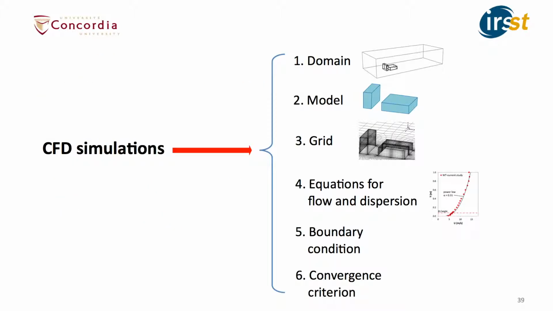Now, very quickly, just to give you an overview, when we do CFD simulations, these are the 6 items that one has to pay attention to: the domain, the model, the grid, the equations that we use for flow and dispersion, boundary conditions, and convergence criterion in order to solve the equations and get the solution.